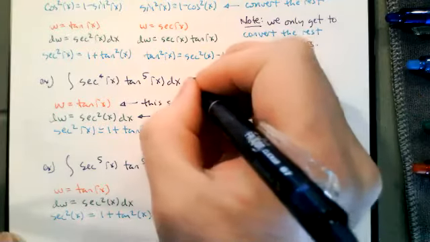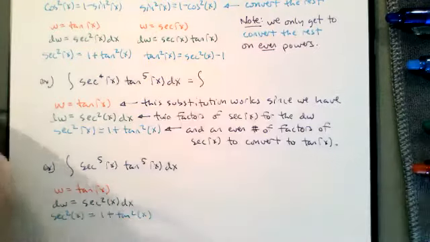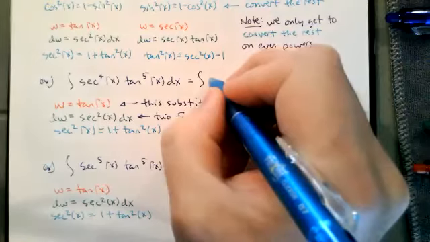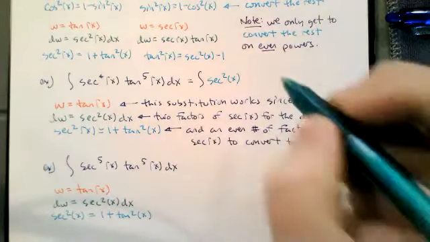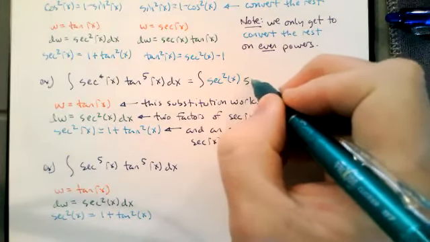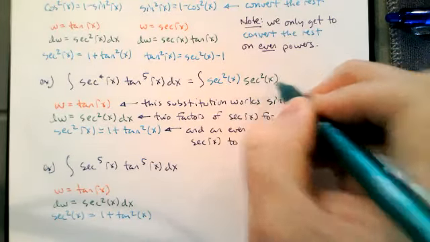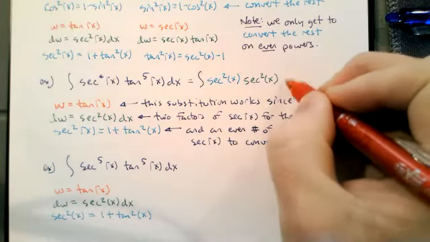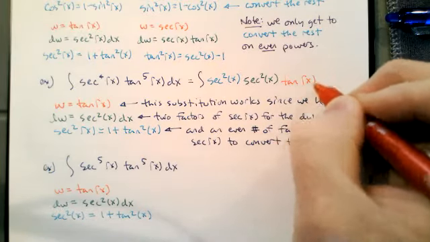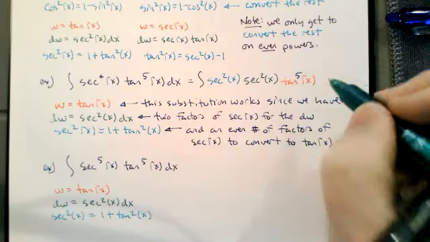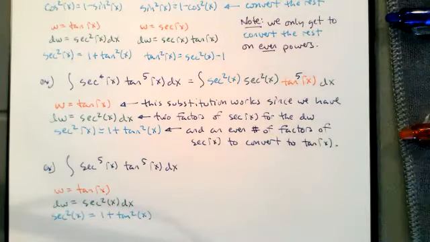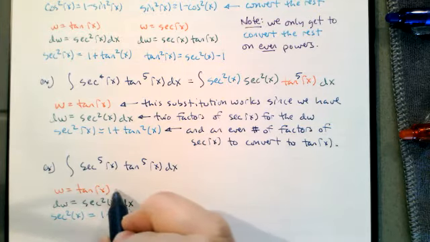So what we had up here, we could split the secant to the 4th into a secant squared to be the dw, and then another secant squared to convert, and a tangent that we're going to substitute, raised to the 5th power. However, when we had secant to the 5th, this tangent substitution doesn't work.